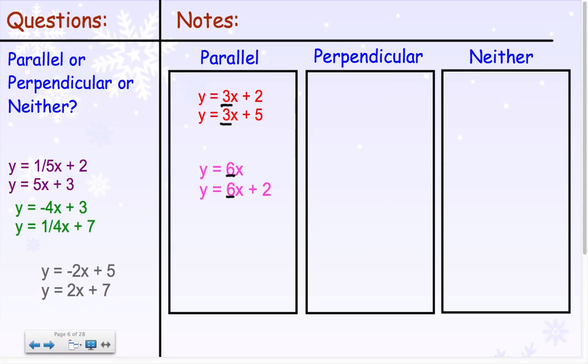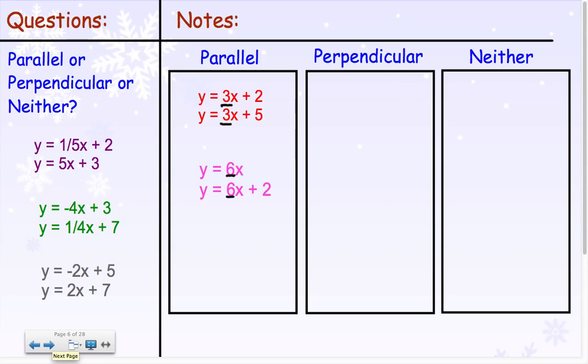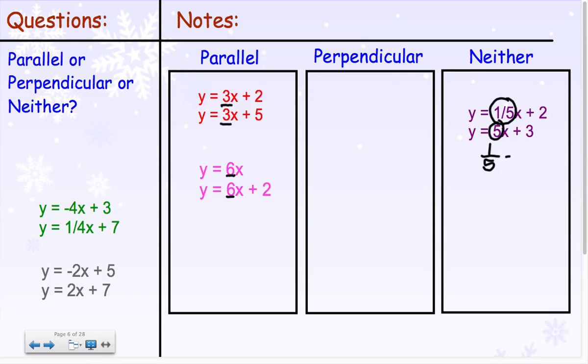Now the other ones that I'm left with aren't the same, so I have to figure out if they're parallel, perpendicular, or neither. If I have 1/5 and 5, they are flipped. But the only problem with putting it under perpendicular is that they're both positive. One of them would have to be negative in order to be perpendicular. Positive 1/5 and positive 5, they're flipped, 1/5 and 5/1, but they are not changed. The signs aren't different.